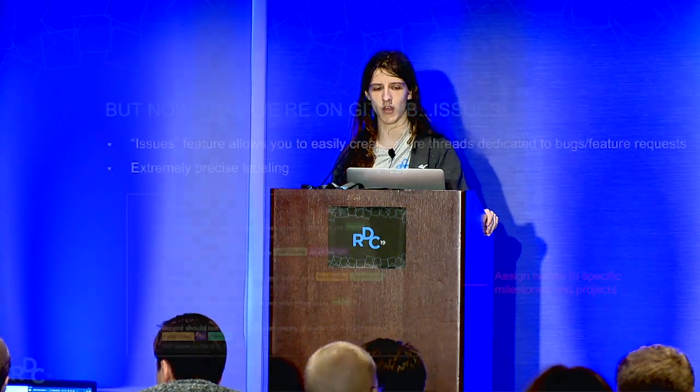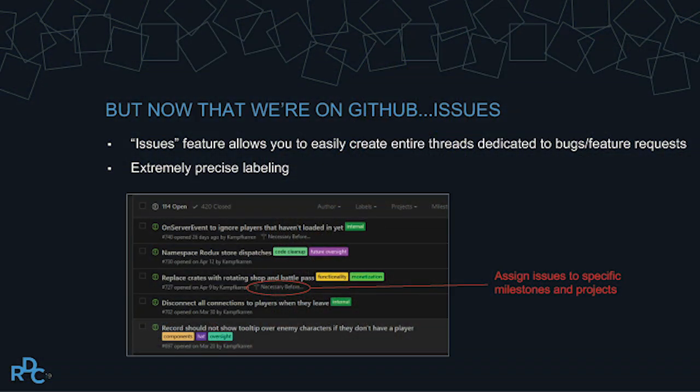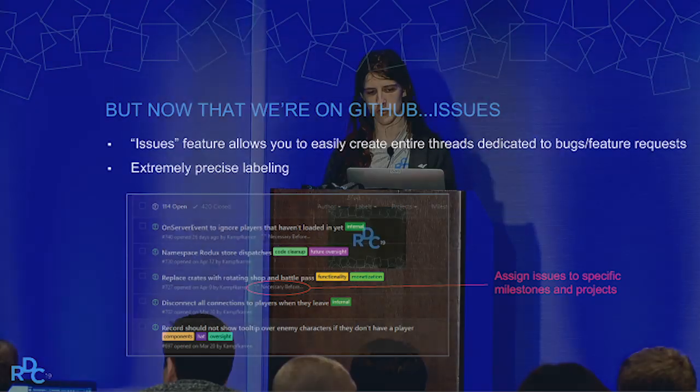But let's say that we got our game on GitHub. Well, now that we're on GitHub, why don't we use a functionality that's actually on there? So we're going to be using GitHub issues. So the issues feature allows us to create entire threads dedicated to bugs and feature requests, and we share them with our whole team. It allows for extremely precise labeling.